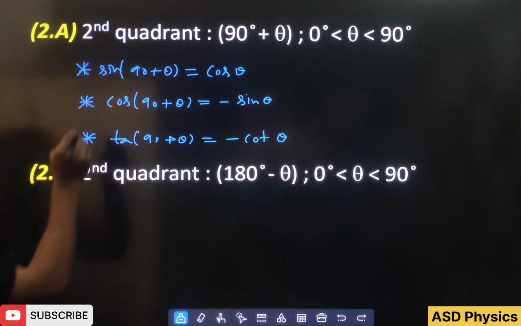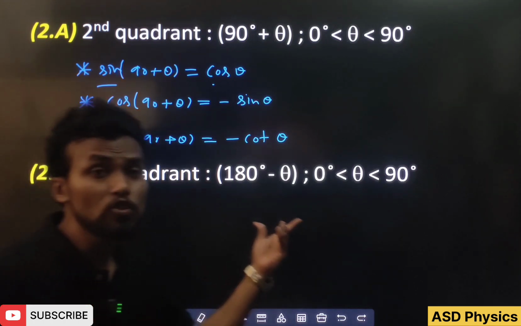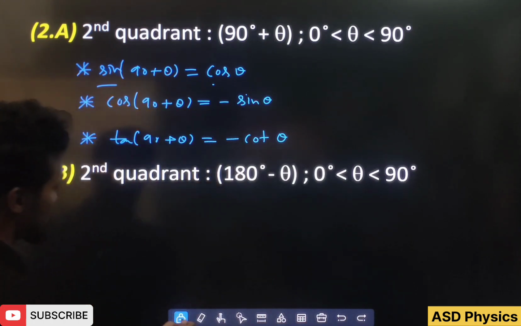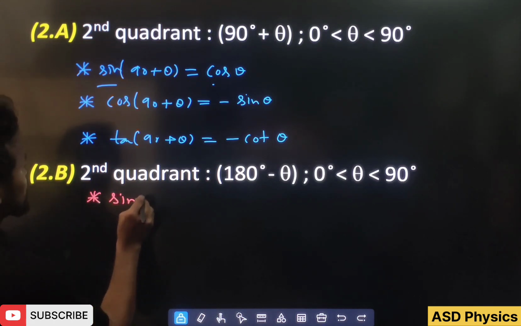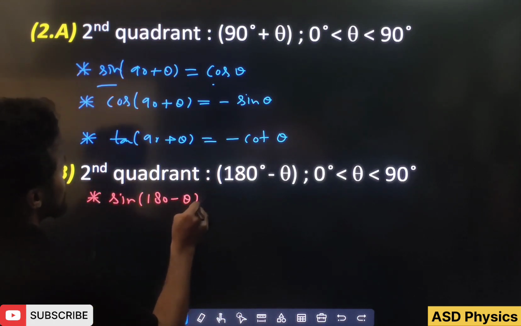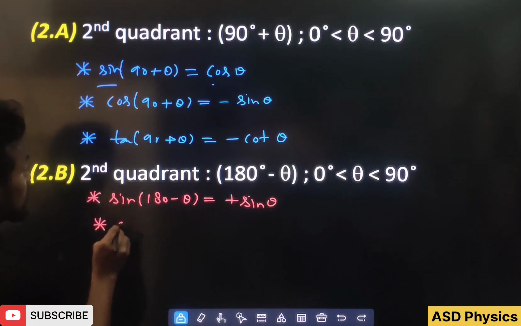So what is positive, students? Only sine is positive. After that, in the second quadrant, you can write it as 180 minus theta also. So sine 180 minus theta will be positive only, because only sine is positive. The other two are negative.